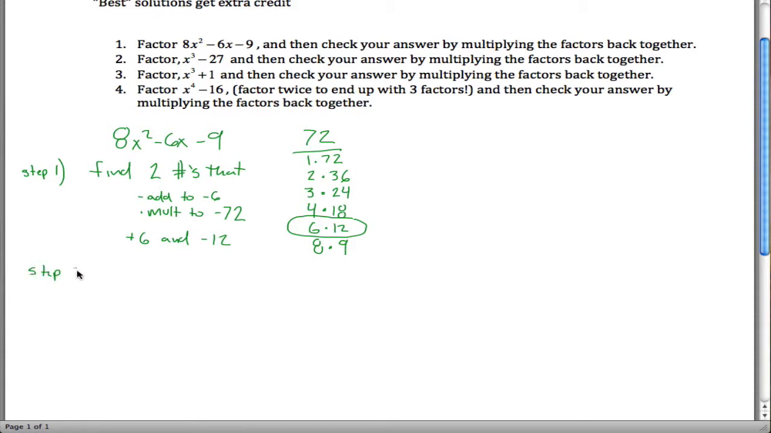Step 2, I want you to replace negative 6x with positive 6x minus 12x. In other words, this is 8x squared plus 6x minus 12x minus 9. And then step 3 is factoring by grouping.